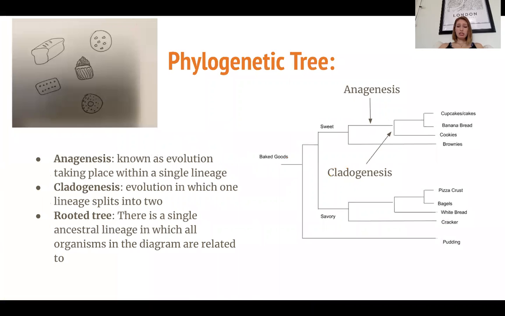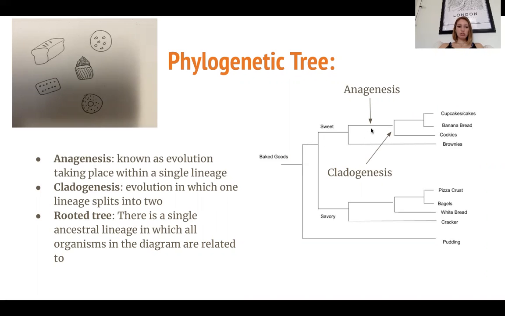Alrighty, so as you can see, my tree is a rooted tree because there's a single lineage to which all of my baked goods are related, which is this right here. Now, I don't specifically state what that organism is. This is actually the title right here, but you can see from this line that this is the first ancestor.